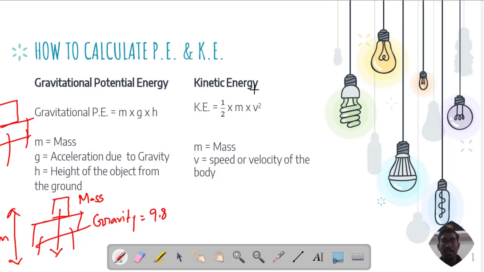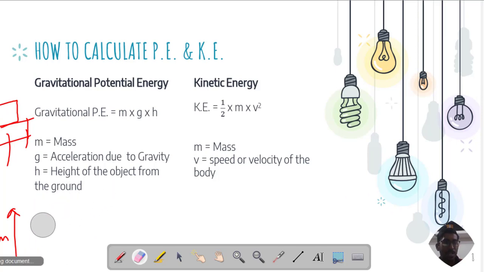Now if we look at kinetic energy, boys and girls, it is affected by the mass and how fast the object is traveling, that is nothing but the velocity. Here you see that I have already written what are the factors which affect them and how we can calculate the answers to potential energy and kinetic energy.